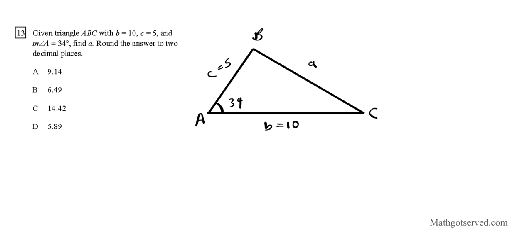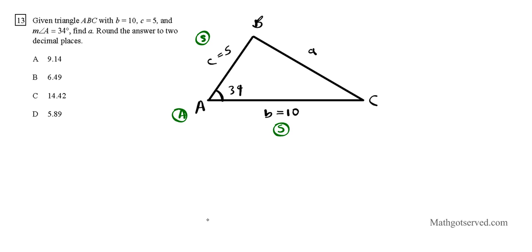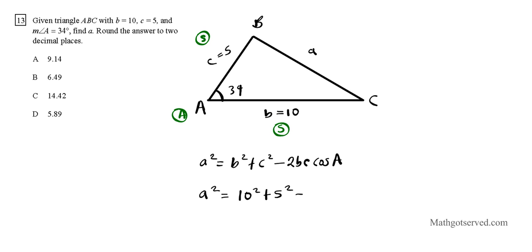All right, so what situation do we have here? We have side, angle, side. SAS, law of cosines is what we're going to use here. The law of cosines that we're going to select is the one that has big A. There's only one that has big A, and that is a squared equals b squared plus c squared minus 2bc cosine A. So let's substitute and isolate little a. We have a squared equals 10 squared plus 5 squared minus 2 times 10 times 5 cosine 34.